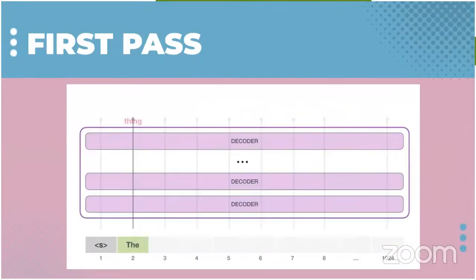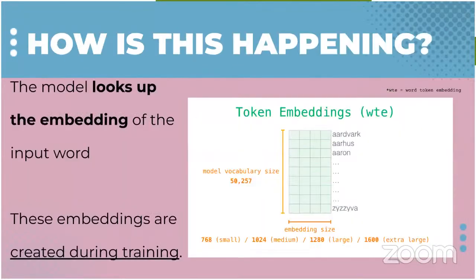So how is this happening? There's a word, right? And how does the model understand all of this? The model looks up the embedding of the input word. You have a word, and it's most likely going to be converted to numbers, and those numbers are now going to be used to look up an embedding matrix. And that embedding matrix is actually created during training.